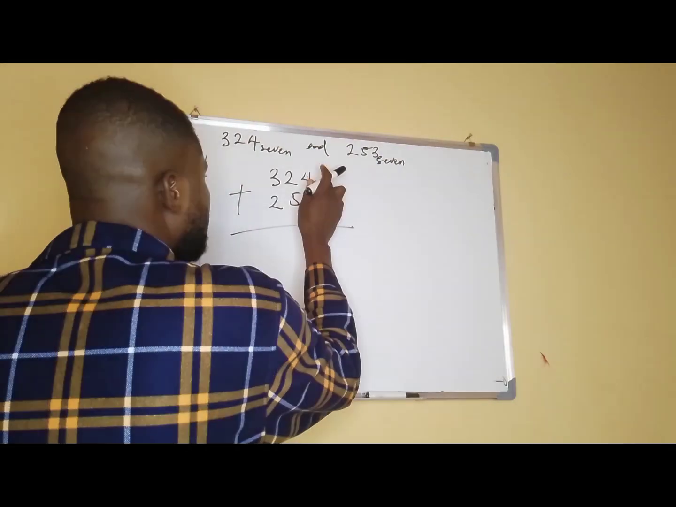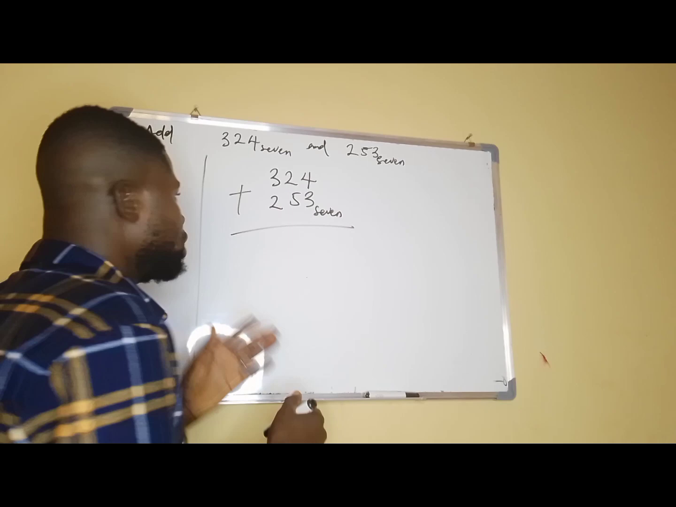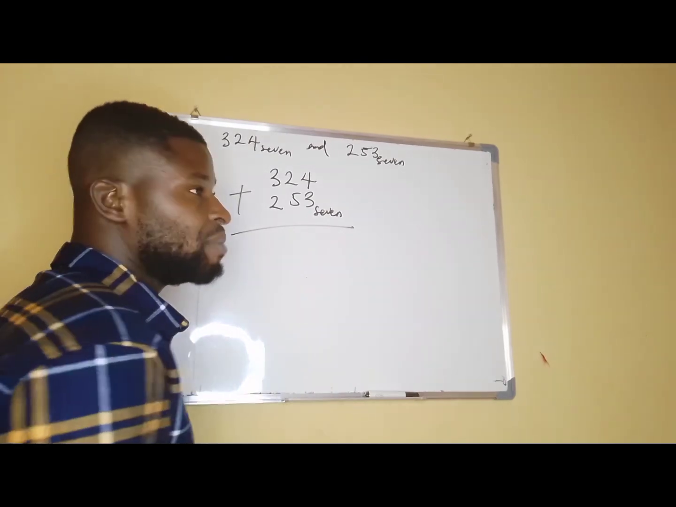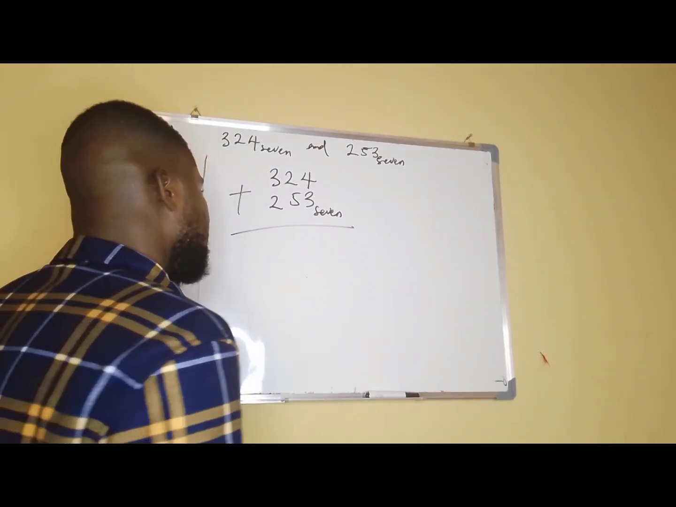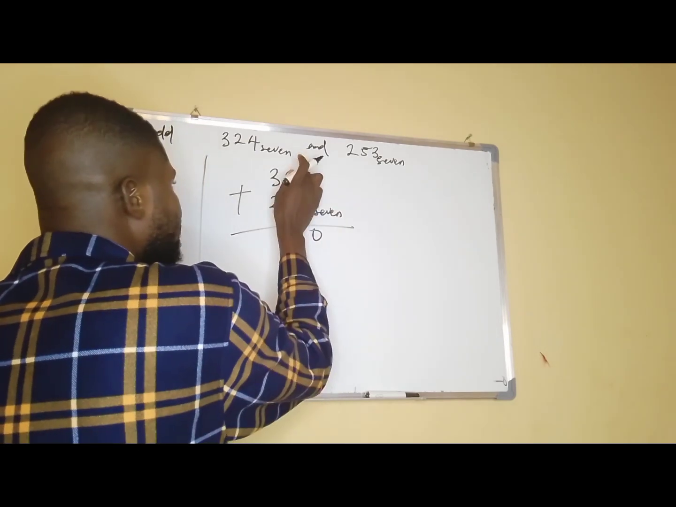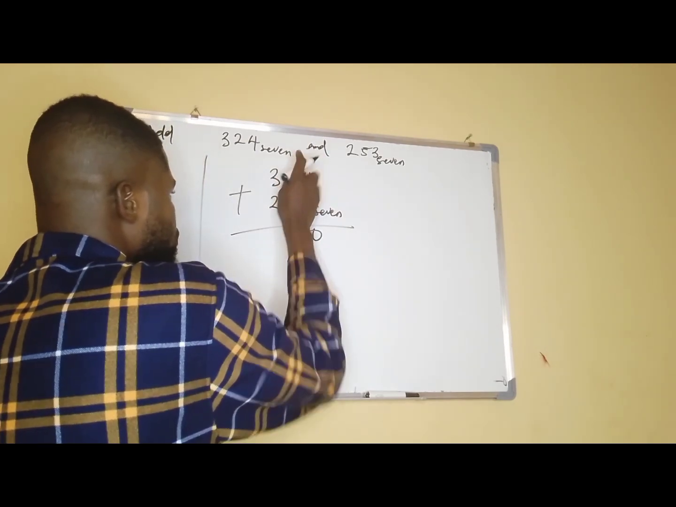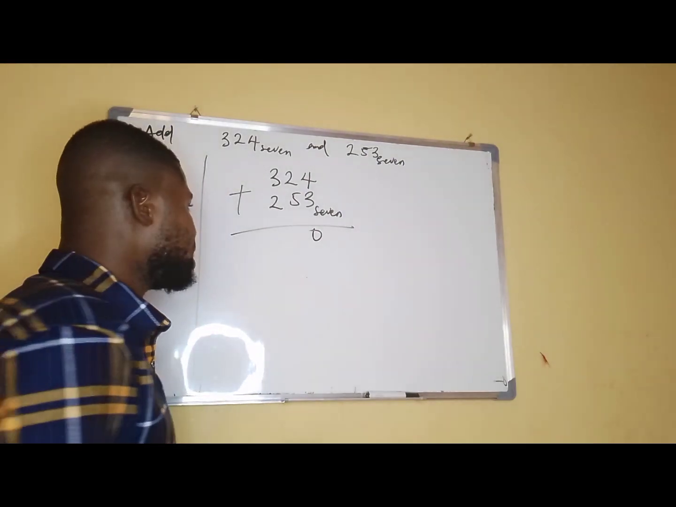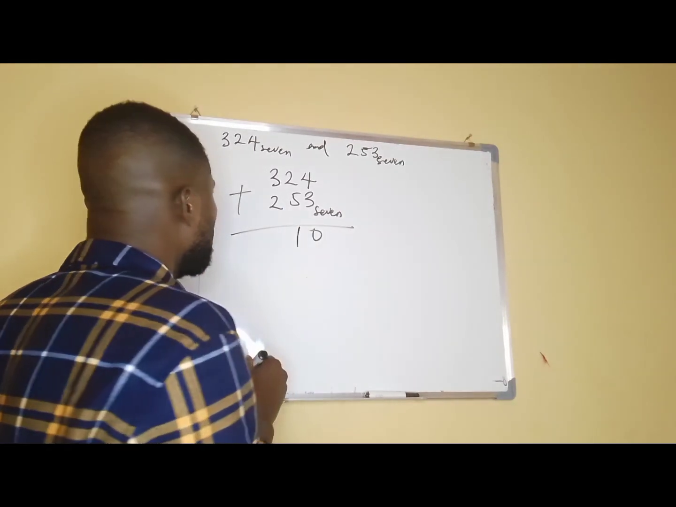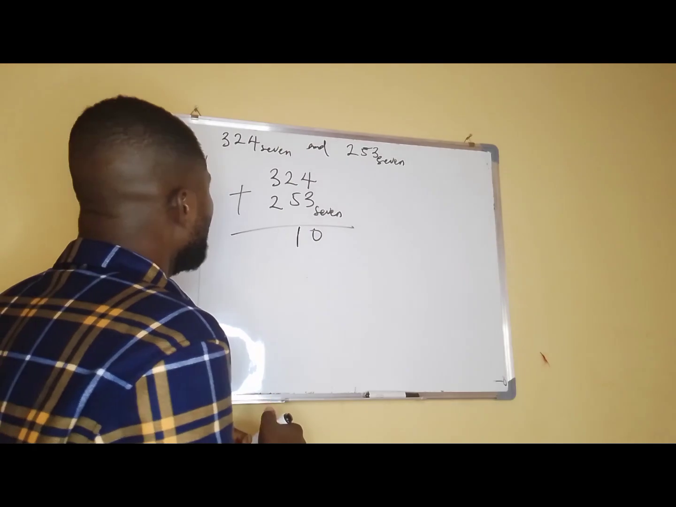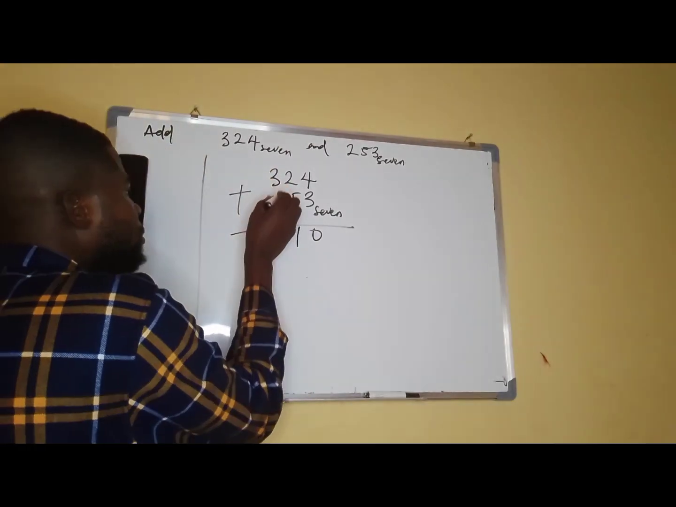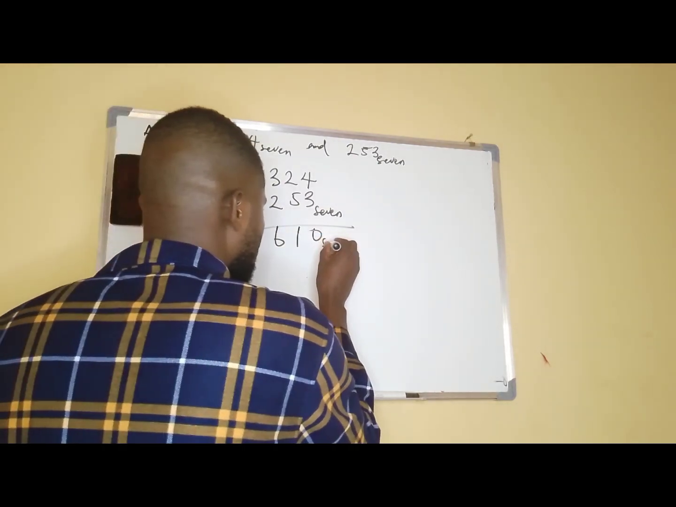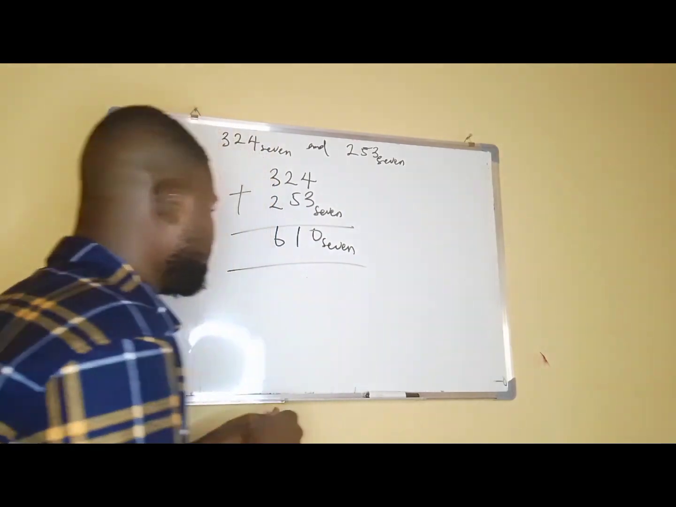Now you say 4 plus 3 is equal to 7, and remember that no number there should be up to 7. You say 7 divided by 7 will be equal to 1, remainder 0. Now you add the 1 here. 1 plus 2 will give us 3. 3 plus 5 will give us 8. 8 divided by 7 will be equal to 1, remainder 1. You add the 1 here. Now 1 plus 3 will give us 4. 4 plus 2 will give us 6. You write 610 base 7, and this is the answer.